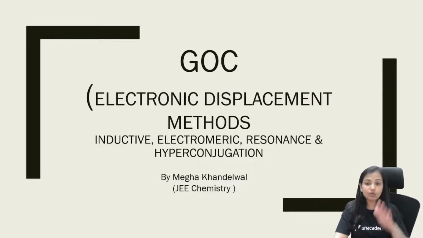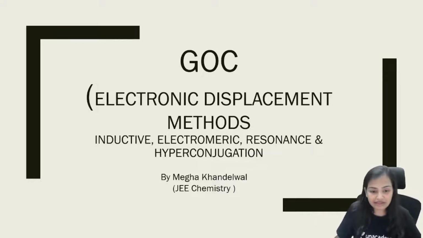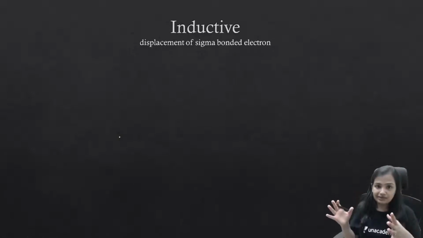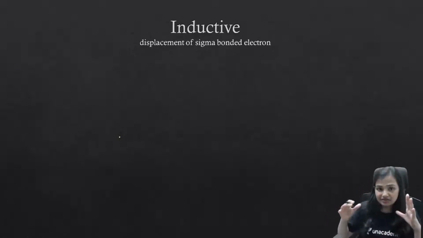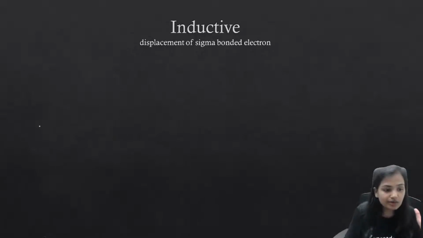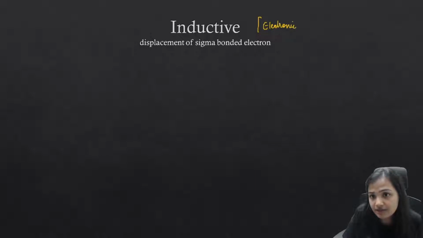All the 4 methods will be discussed with you in a very simple and lucid way. The very first method that we are going to study is the inductive method. So what is this inductive? First of all, let me tell you what this is. As I told you, this is an electronic displacement method. Electronic displacement means we have to displace the electron. So how will there be a displacement of electron? I can simply write method.